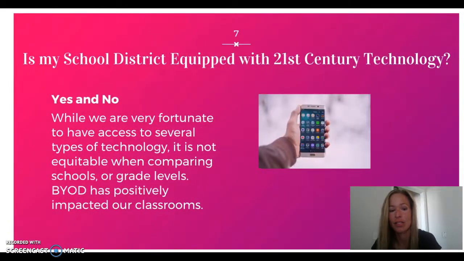My school district is equipped with 21st century technology, but not in the way that I feel like makes it most effective. We are really fortunate to have access to several types of technology, but we found that it's not equitable when comparing schools and grade levels. For instance, we recently did a technology survey and found that the middle schools in our district are basically a technology desert. Our elementary schools have a lot of access to technology. Our high schools do as well, and the middle school is kind of off the reservation.